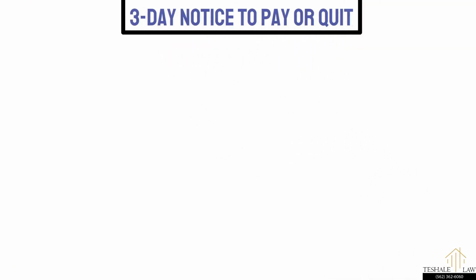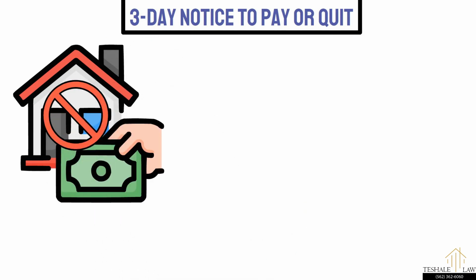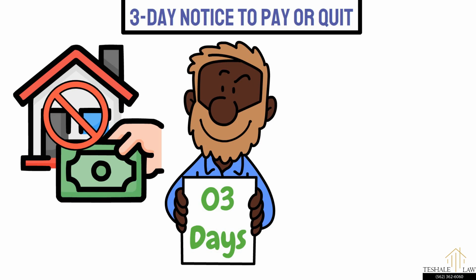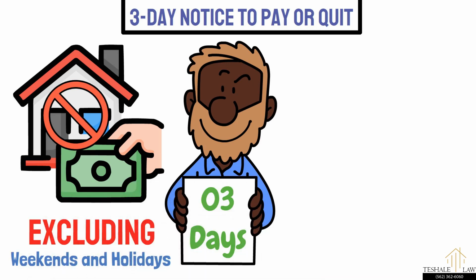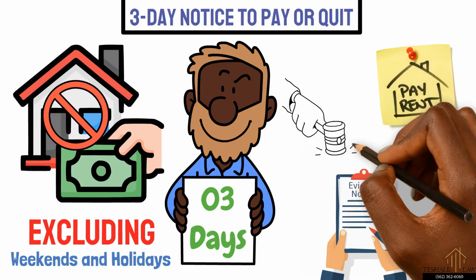Now let's look at the different types of notices. First, we have the 3-day notice to pay or quit. This notice is served when your landlord claims that you have failed to pay rent on time. The landlord must give you 3 days, excluding weekends and holidays, to either pay the overdue rent or move out before filing an official eviction lawsuit with the court.